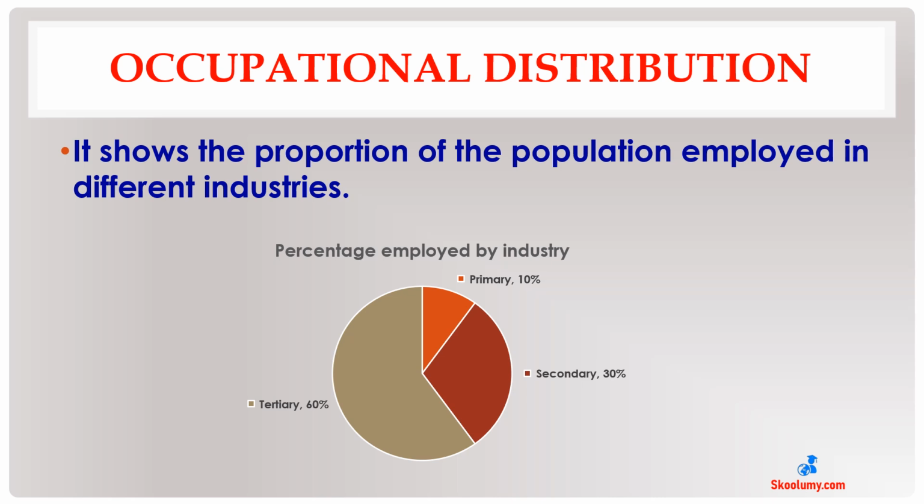Occupational distribution. It shows the proportion of the population employed in different industries. From the chart, the tertiary sector employs the greatest percentage of the labor force, while the primary sector employs the lowest.